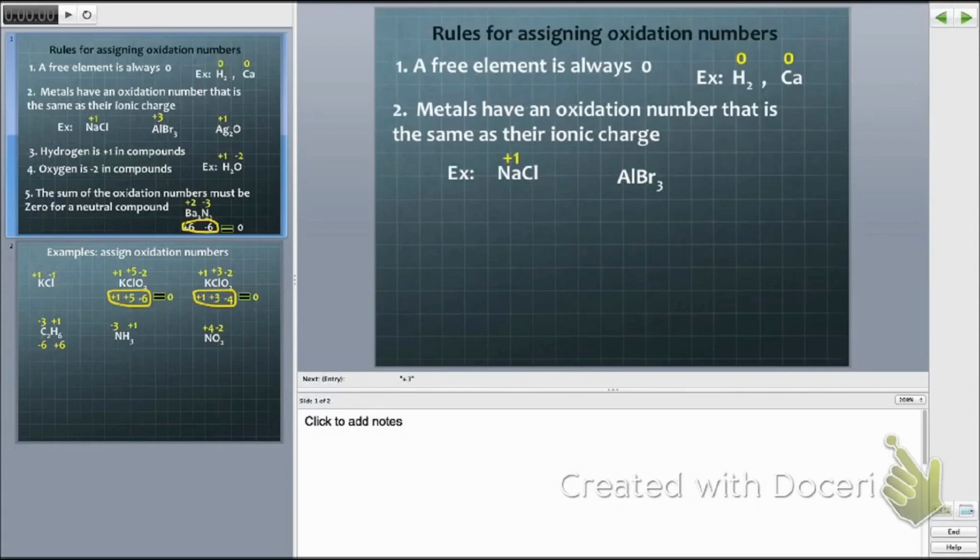Aluminum, on the periodic table, aluminum is +3. Because it's in group 13. There you go. And then we have Ag2O.